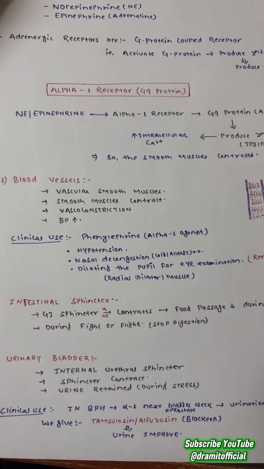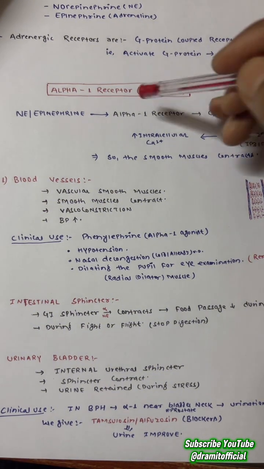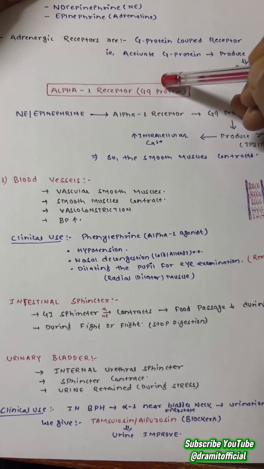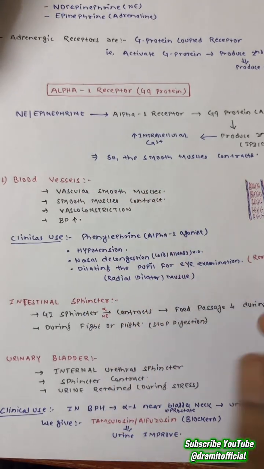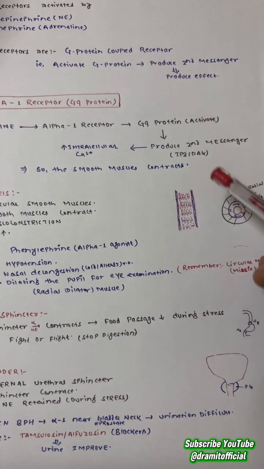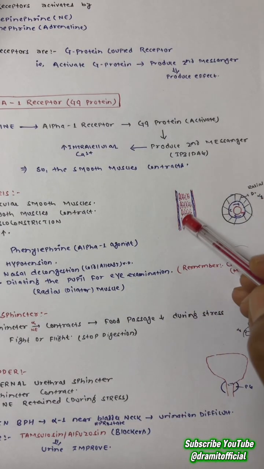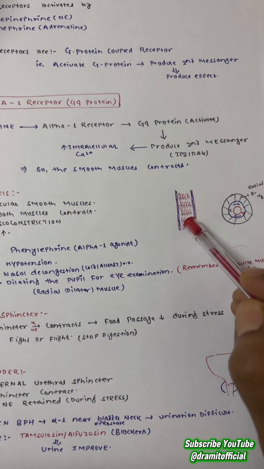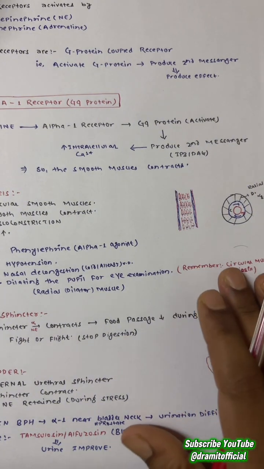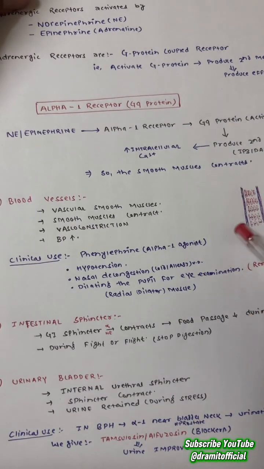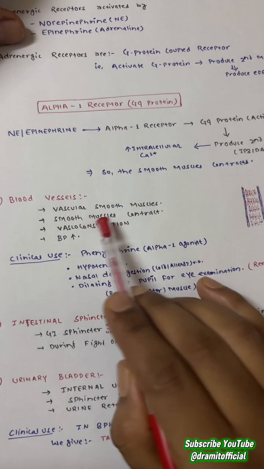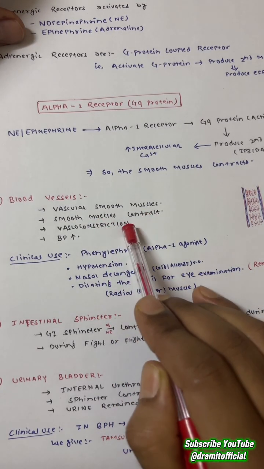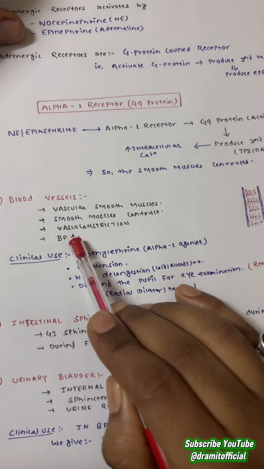Now let's understand clinically how the alpha 1 receptor works. In a blood vessel there is vascular smooth muscle. Suppose this is our blood vessel; it has endothelium and also smooth muscles. These smooth muscles contain alpha 1 receptors. When the alpha 1 receptors of these blood vessels are stimulated, it causes smooth muscle contraction, there will be vasoconstriction of the blood vessels, and it will increase the BP.